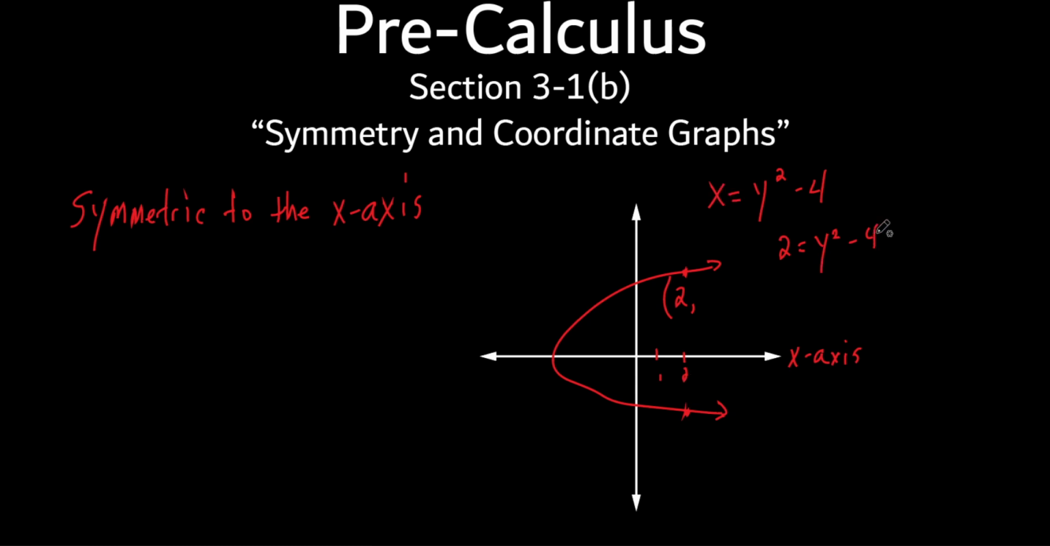What's y going to equal? Can you do it in your head? What do I do with that 4? How do I get it? Okay, I add it. Thank you. All right, nobody's saying anything. So I add the 4: 2 plus 4 equals y squared. So what's y equal to then?